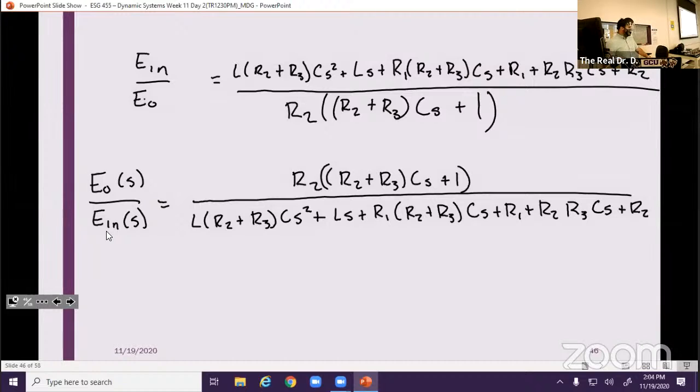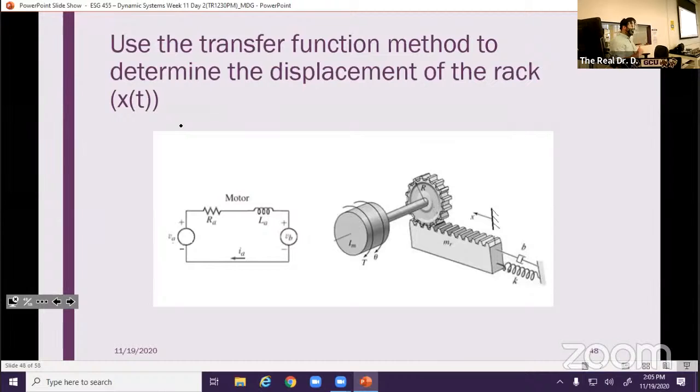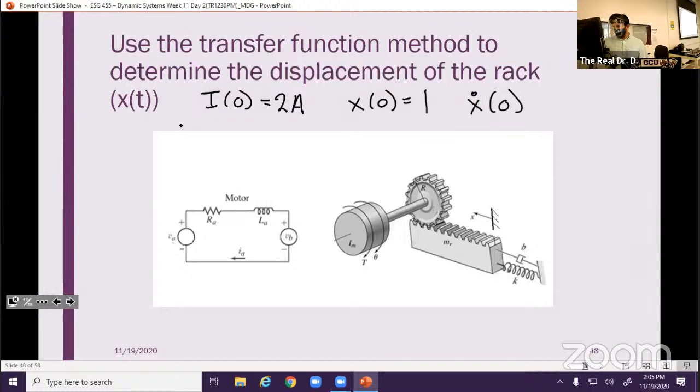So the only one that's in the packet is the sixth order system. We're not going to do that. But what we're going to do is we're going to do this one, but I'm going to make it a Laplace transform method problem, right? So we're going to say that I of 0 is equal to 2 amps, and that X of 0 is equal to 1, and X dot of 0 is equal to 0.5. Right? This is meters.